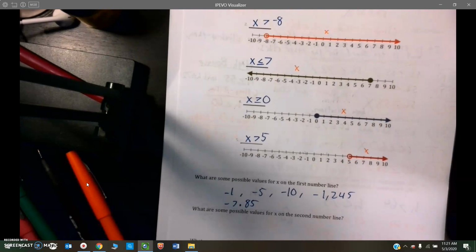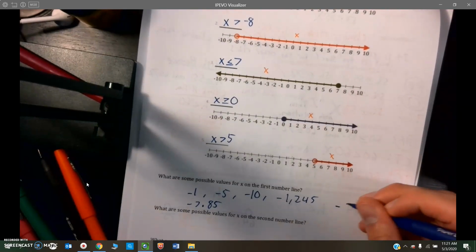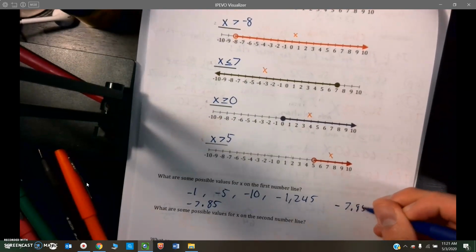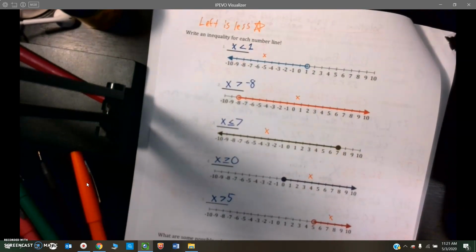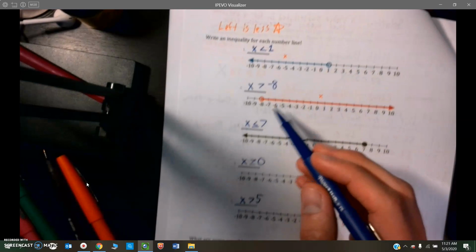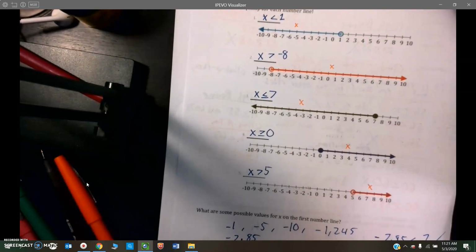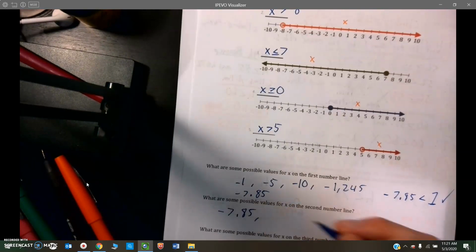So all of these would be acceptable answers, because once again, if we substituted them in, is negative 7 and 85/100ths less than 1? It is. So that would be a solution. That would be a possible value. Okay, possible values for the second number line. Looks like it's got to be greater than negative 8. So negative 7 and 85/100ths would work again here.